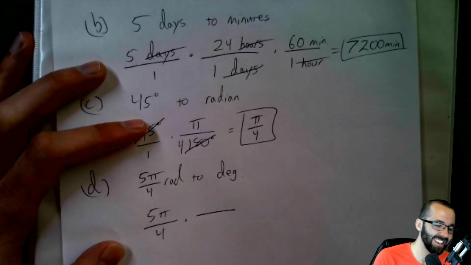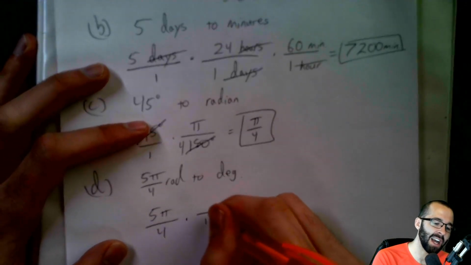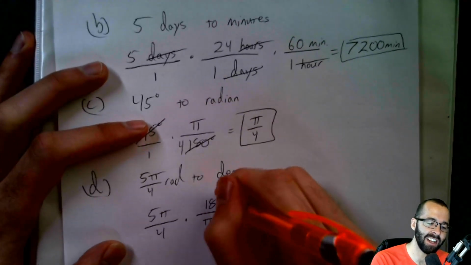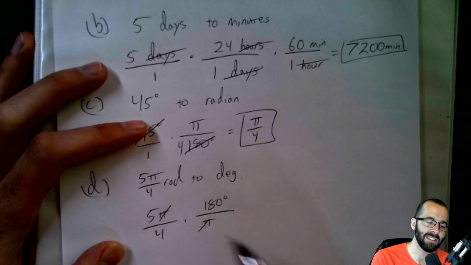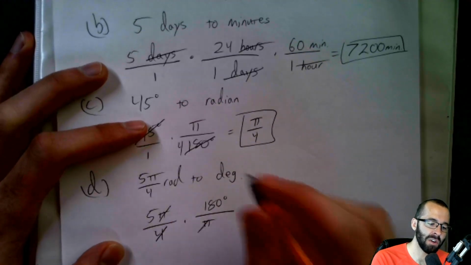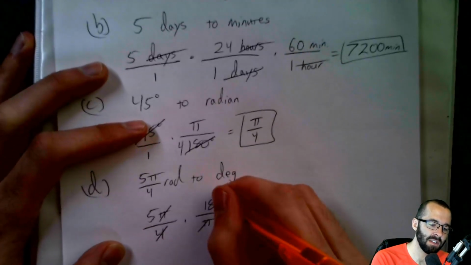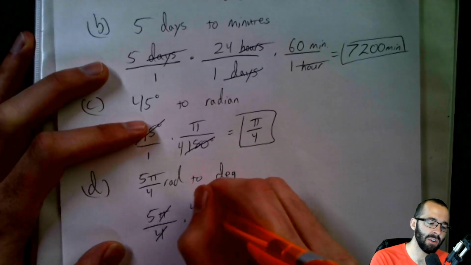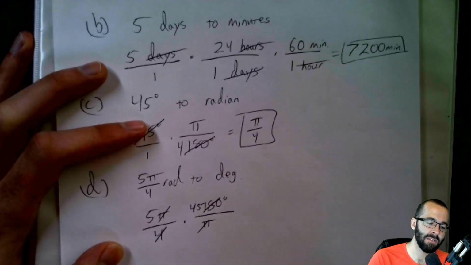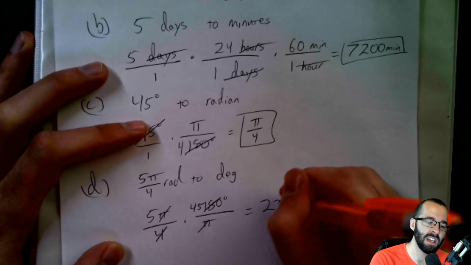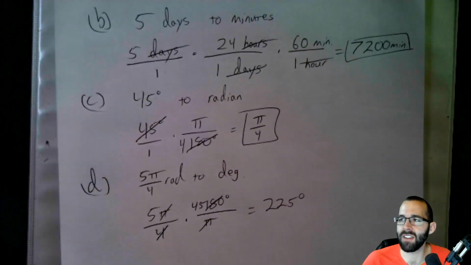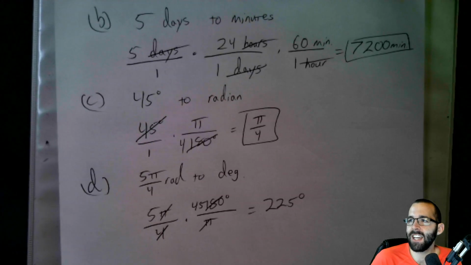Very good. So we have pi radians. It's the same as 180 degrees. And again, you just do the multiplication. The pi's are going to cancel. 4 and 180 goes into that 45 times. 45 times 5 is 225. The only unit left is that degree up there. We get 225 degrees. Okay.